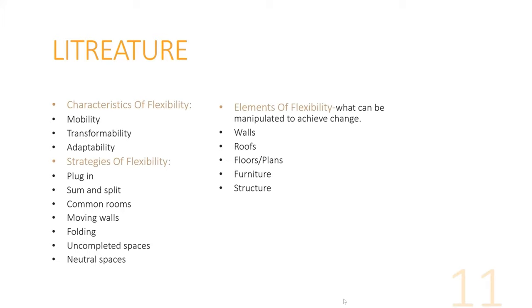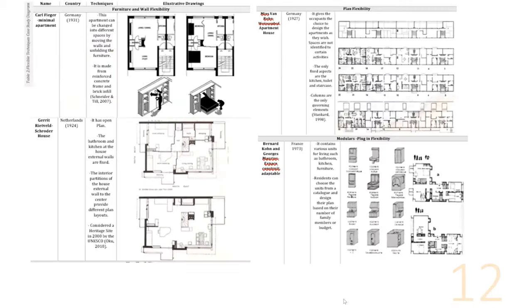This is done by using strategies of flexibility like the plug-in, the sum and split, the common rooms, and the use of moving walls, folding, and neutral spaces. It also highlights the elements of flexibility that can be manipulated to achieve change, for example, walls, roofs, furniture, and structure.